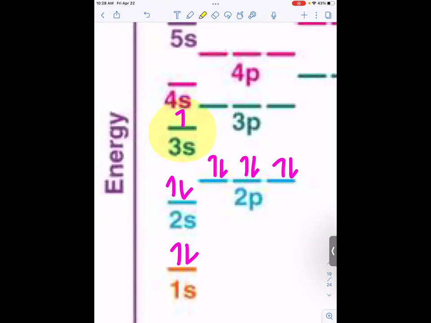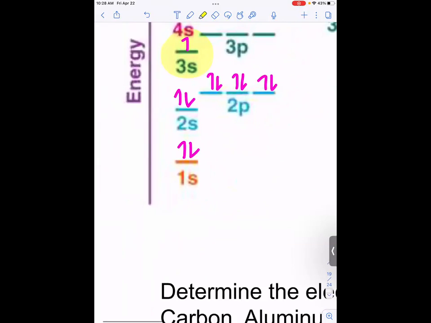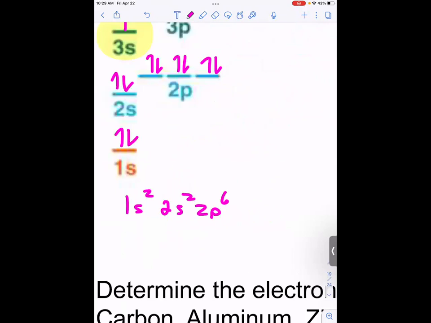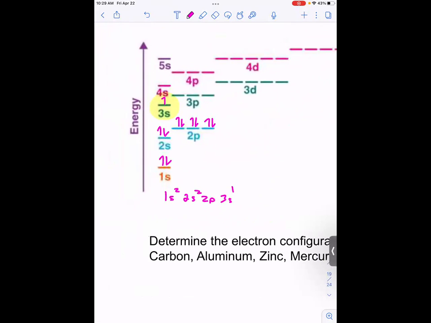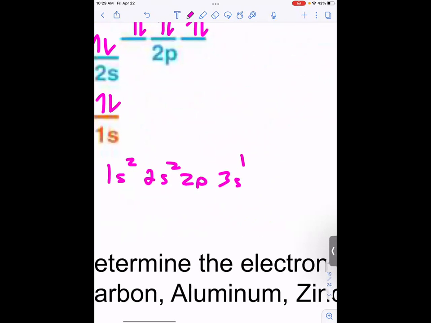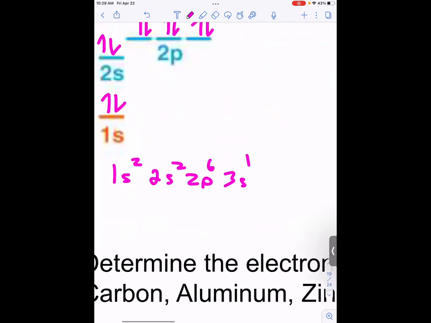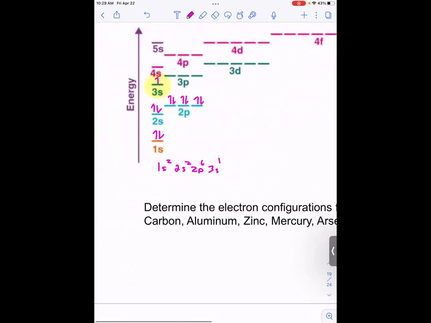Right? So the electron configuration for sodium is 1s2, 2s2, 2p6, 3s1. That's how you would write that out. Oh, my 6 got deleted. All right.